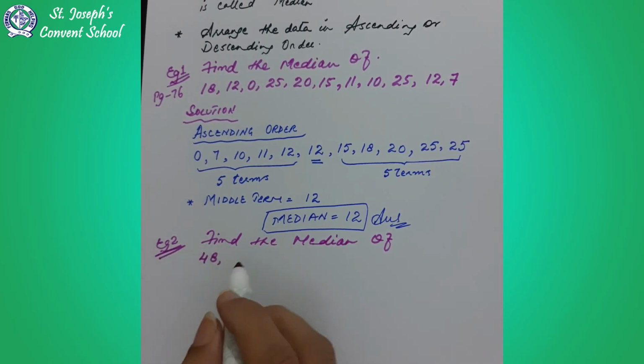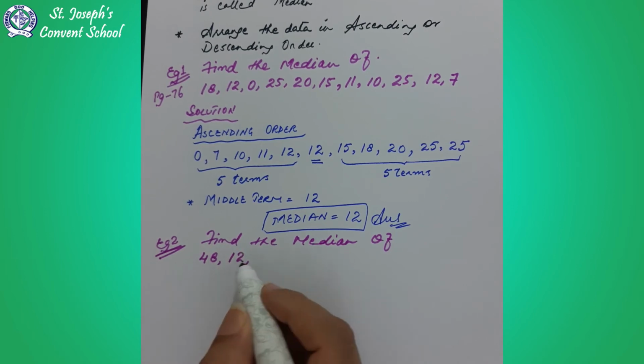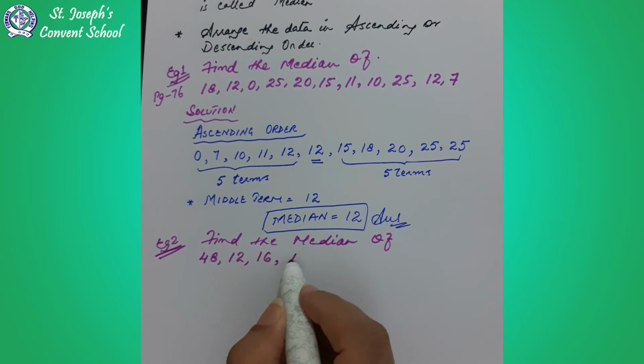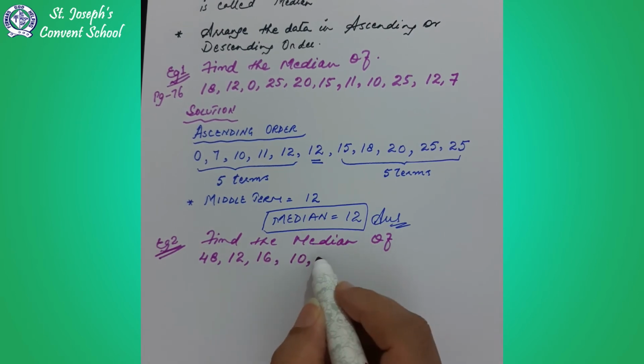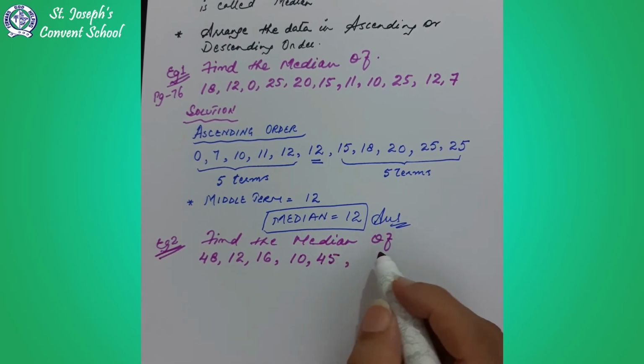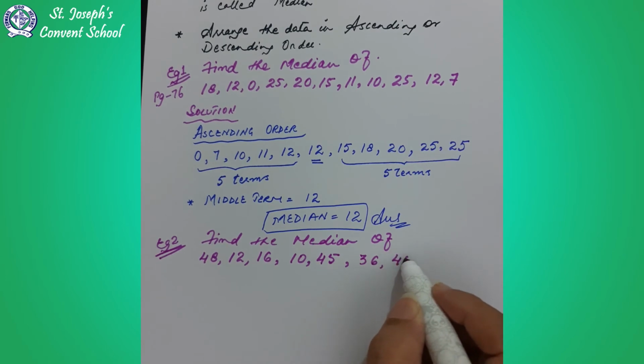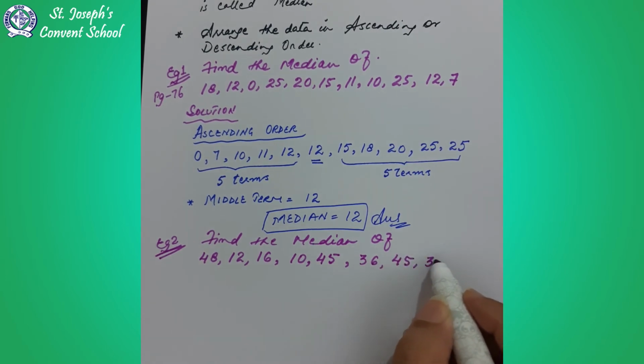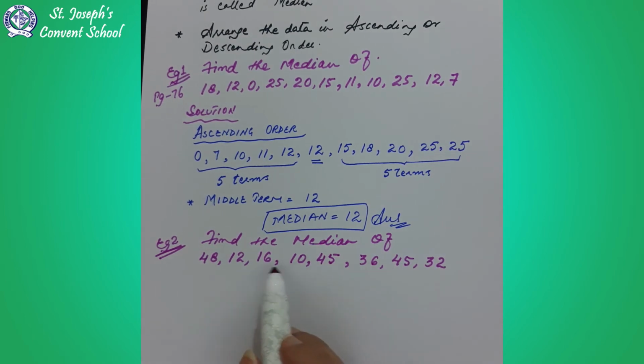48, 12, 16, 10, 45, 36, 45 and 32. These are 8 values. 1 2 3 4 5 6 7 8. These 8 values are given. You have to find the median.